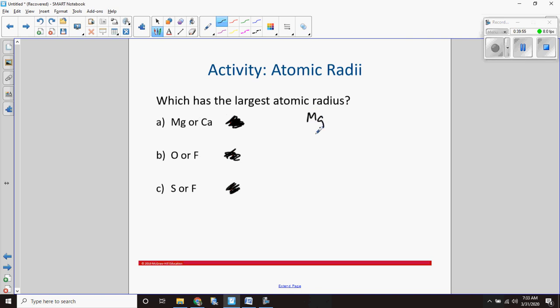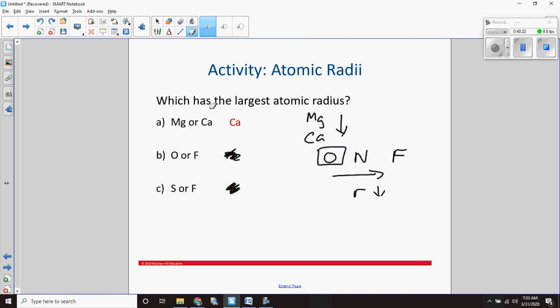So here's the same activity again. Magnesium and calcium. Magnesium is directly above calcium. Which one do we expect to have the largest atomic radius? Well, we're going down the periodic table, so it has to be calcium. Now oxygen versus fluorine: oxygen, nitrogen, fluorine. As you go across the periodic table, the radius has to drop. So we expect oxygen to have a larger radius than fluorine does.